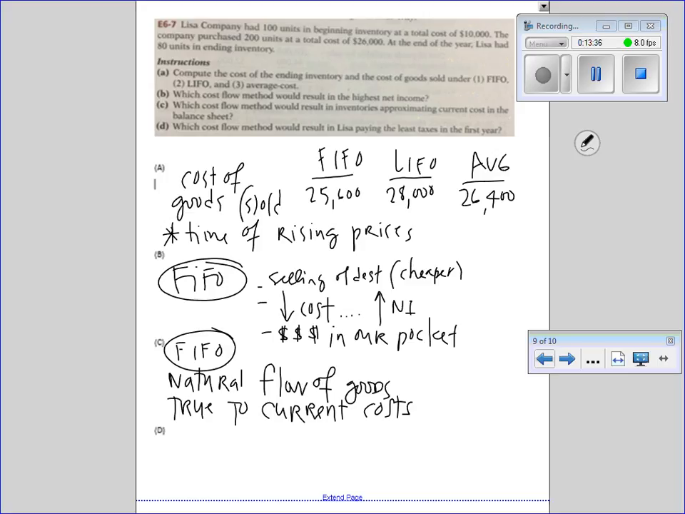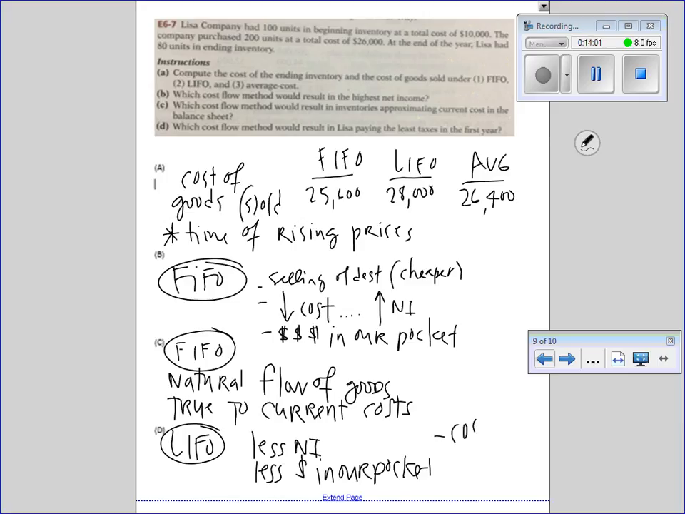Which one? Where are we going to look like we made less money? LIFO. Why? We have less net income, or less money in our pocket, because it's costing more to sell the stuff. Expensive stuff, that is. Going back to taxes, it's the revenue earned minus any expenses, even cost of goods sold. If we report that to the federal or state government, the more you make, the more they're going to tax you and take from you.